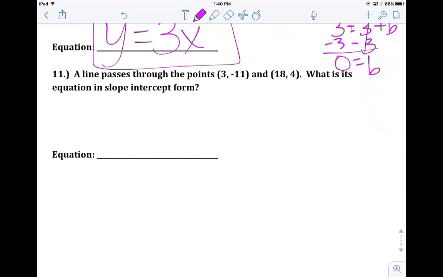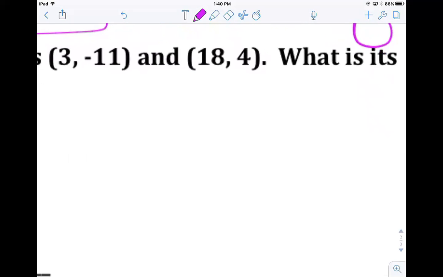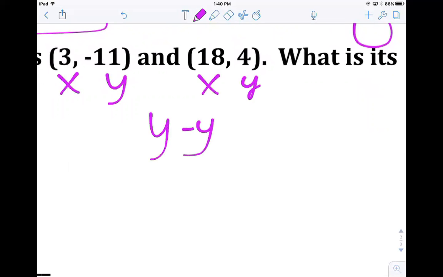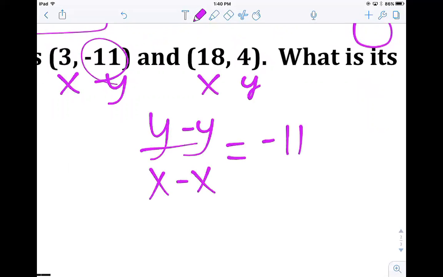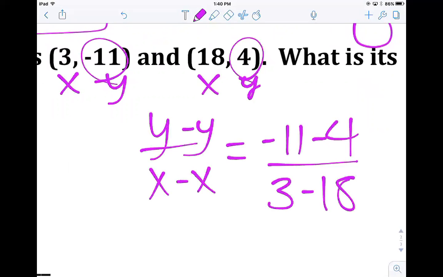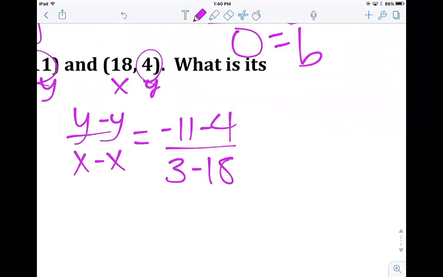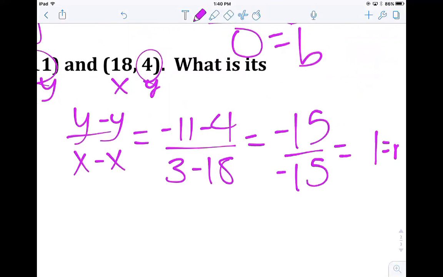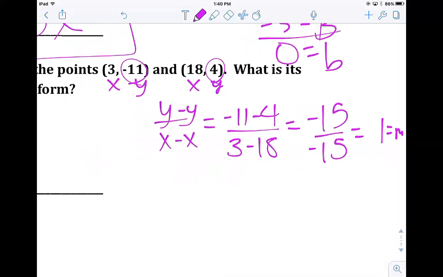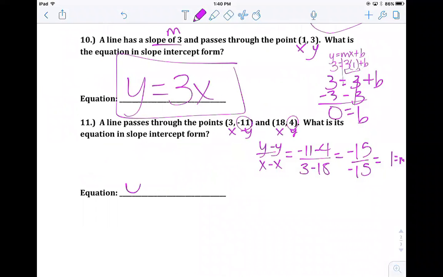All right, problem 11. We want to find the line that passes through the points. So first thing, we have to find our slope. So slope is change in y over change in x. So we're going to take negative 11 minus 4 over 3 minus 18. So you can plug that in your calculator if you want to altogether, or you could work it out. Either way, you should get a slope of positive 1.